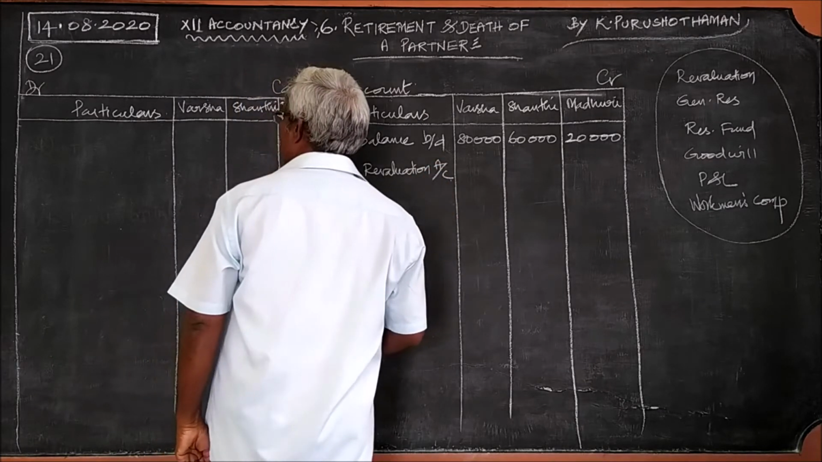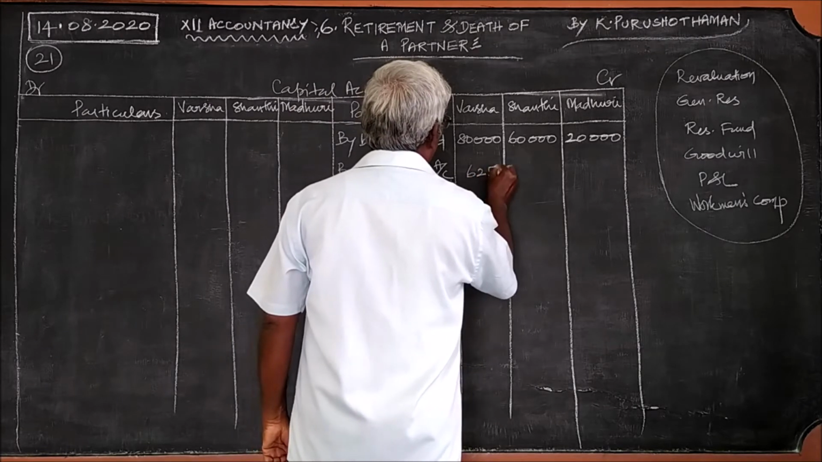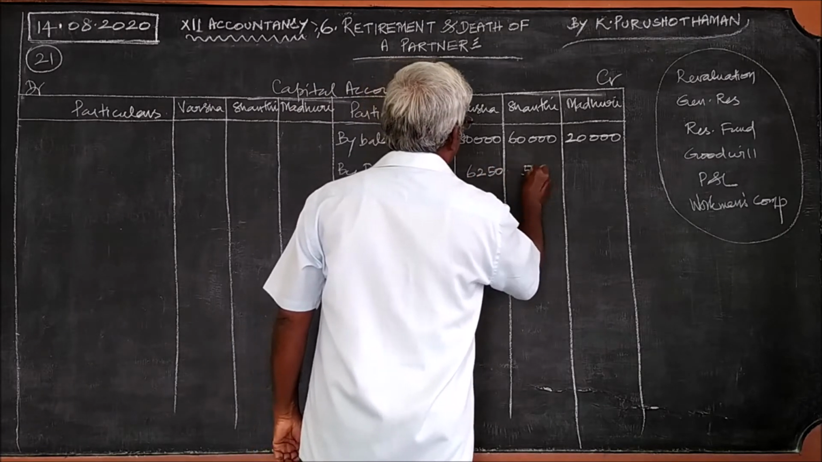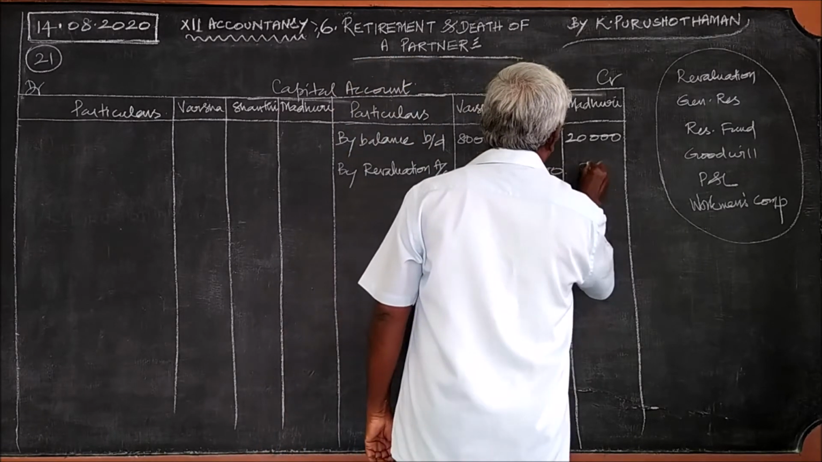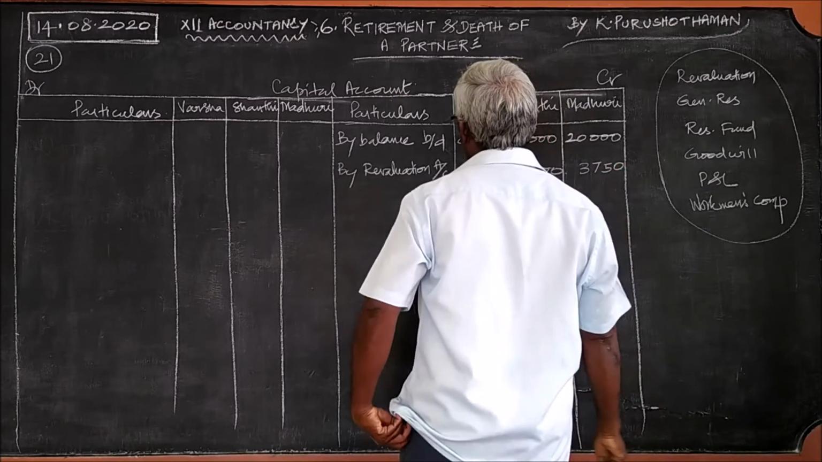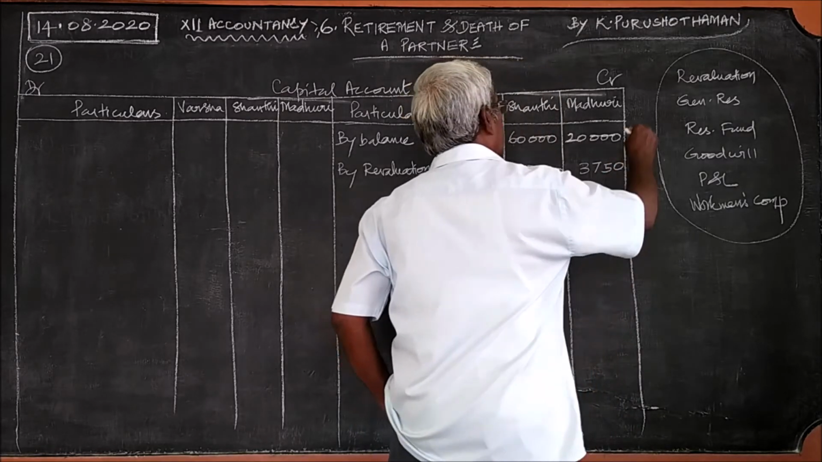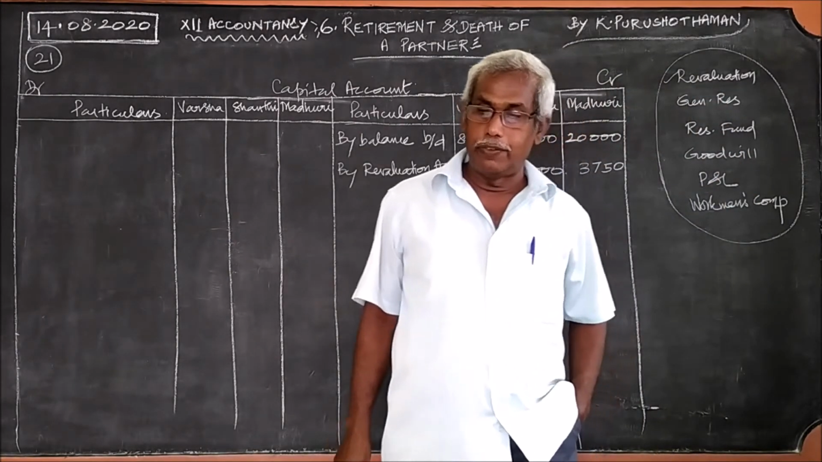The share of each partner, 6,250, 5,000, and 3,750. This is the share of each partner. So revaluation is over. Then what about the remaining five?